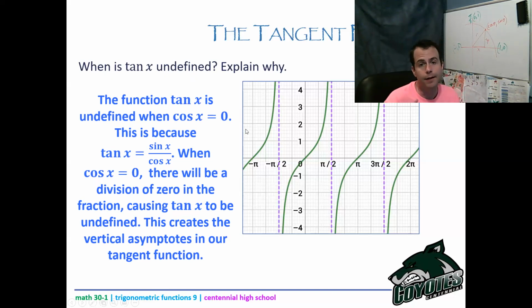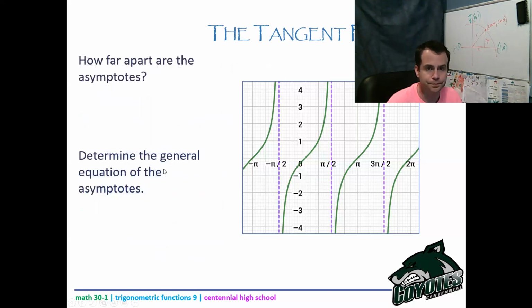This is because tan of x equals sine of x over cos of x. When cos of x equals 0, there will be a division by 0 in the fraction, causing tan of x to be undefined. This creates the vertical asymptotes in our tangent function. Okay? All right. Now, how far apart are the asymptotes? They actually define our period for us. So it's one period, which is pi radians, or 180 degrees if you're talking in degrees.